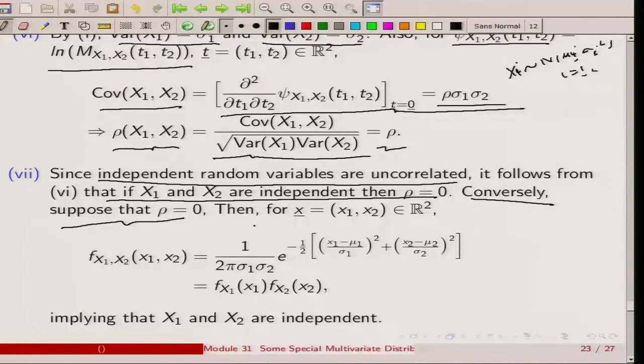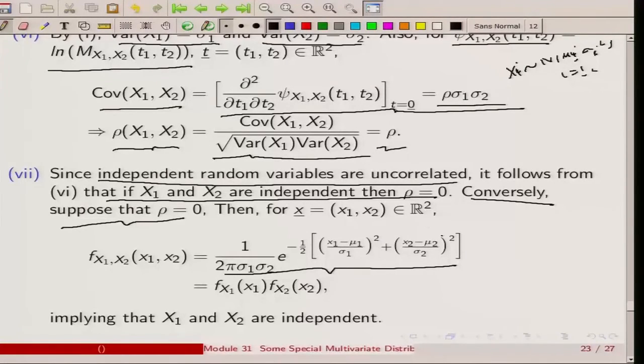Then when I look at the joint PDF, that cross product term will vanish, because the term minus 2 rho times (x1 minus mu 1) by sigma 1 times (x2 minus mu 2) by sigma 2 would vanish, and you will get the PDF as this, which can be.